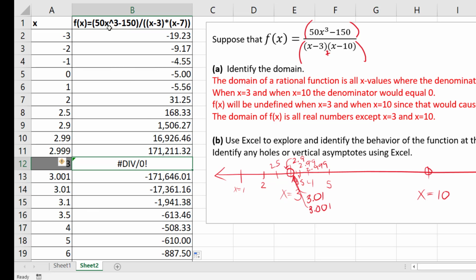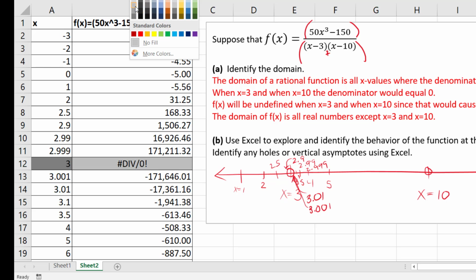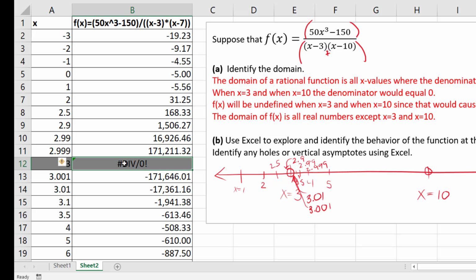Press enter. I'm going to drag that down until x equals 6. Okay, and as we suspected, at x equals 3, this function is undefined. I'm going to go ahead and just keep that in gray. It says #DIV/0!, division by 0 is what that means. So I'm going to press delete on my keyboard so that that cell is actually empty, because there is no function. There's no y value when x is 3.